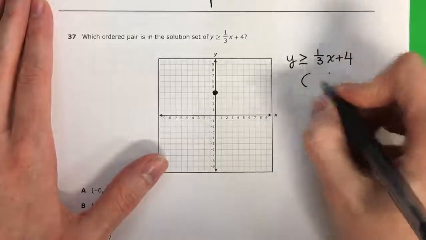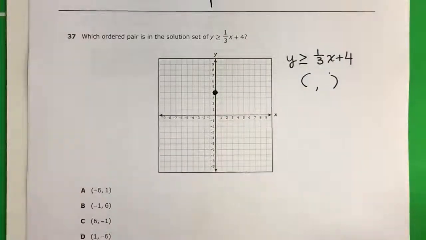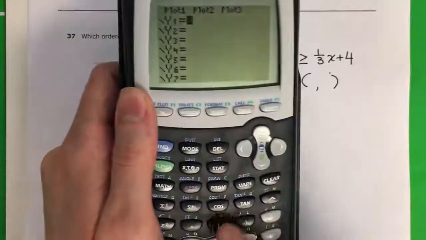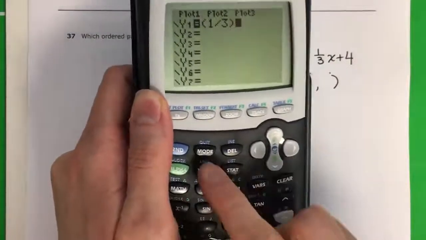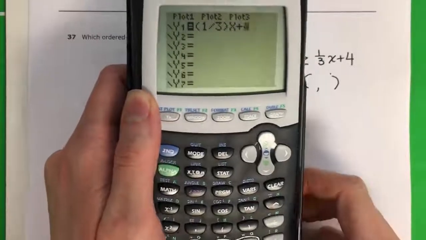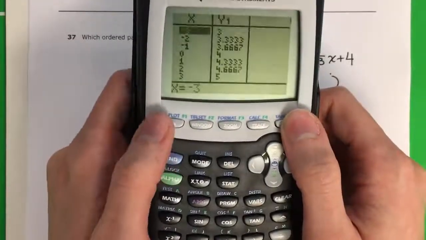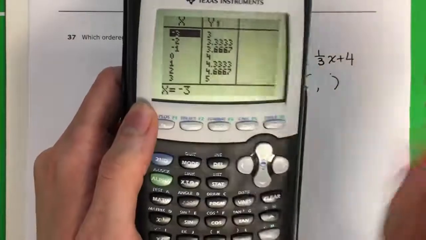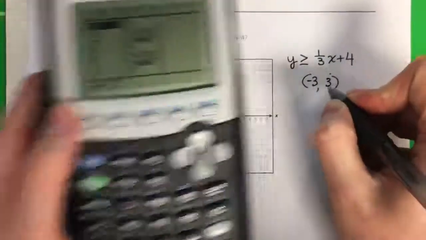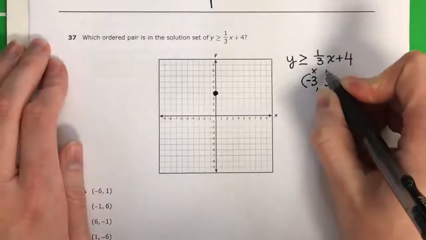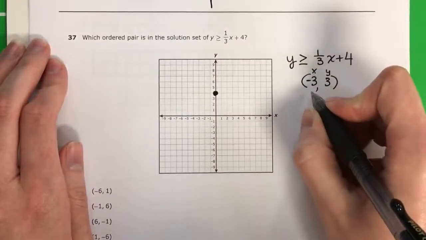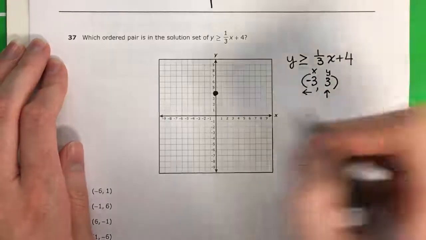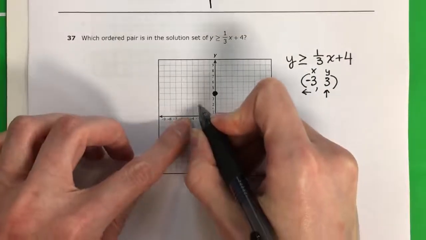Now I need 1 point. Let's put it in the calculator. So push y equals, clear. Put parenthesis 1 divided by 3 parenthesis x plus 4. Go to the table, second graph. Let's pick a point. -3, 3 is okay. So -3, 3. X is -3, y is 3. X is negative, so that means left 3. Y is positive, so that means up 3. So left 3, up 3.